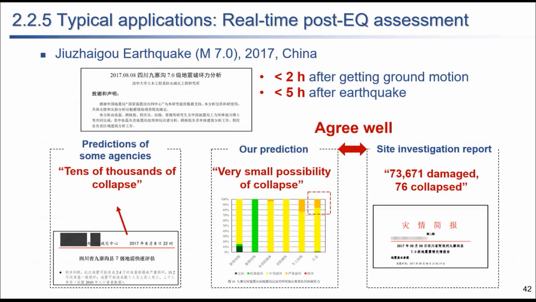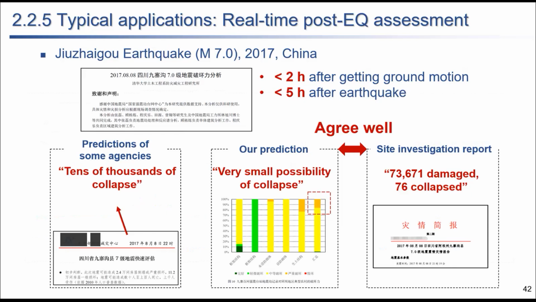And this is one of the typical examples. In 2017, a magnitude 7 earthquake occurred in China. Some agencies used the conventional way to predict this earthquake and said there would be tens of thousands of buildings collapsing. When this report was submitted to the central government, it raised a very big alert, because there would be very severe consequences. At the same time, we also used our method for the prediction and said this earthquake would have a very small possibility of building collapse.